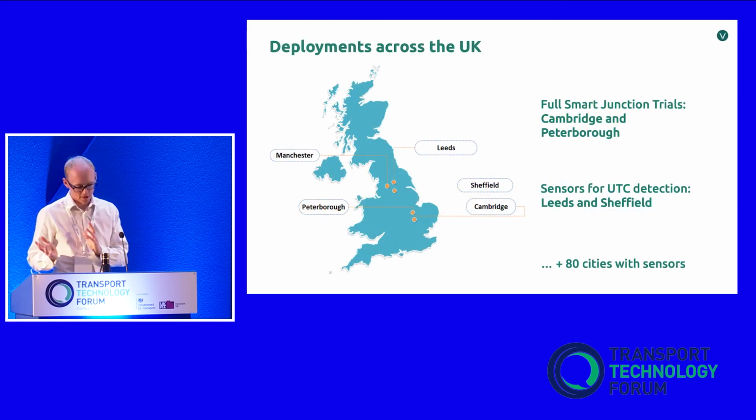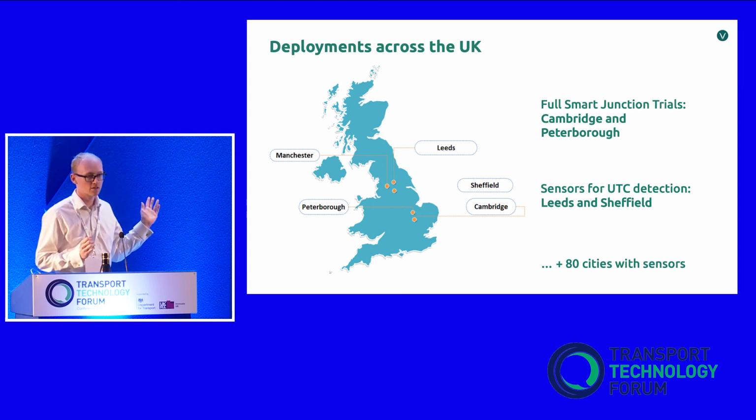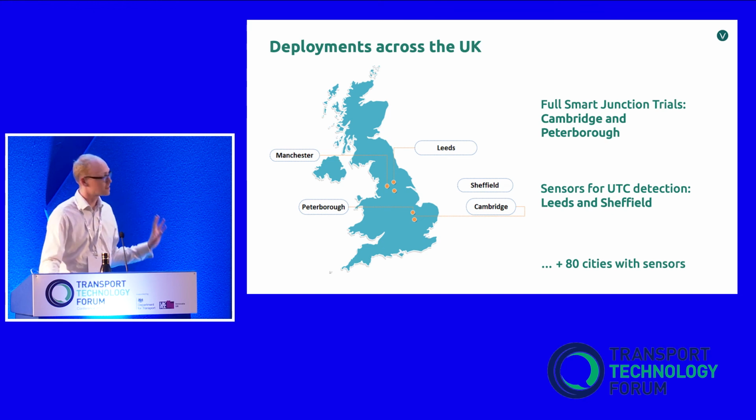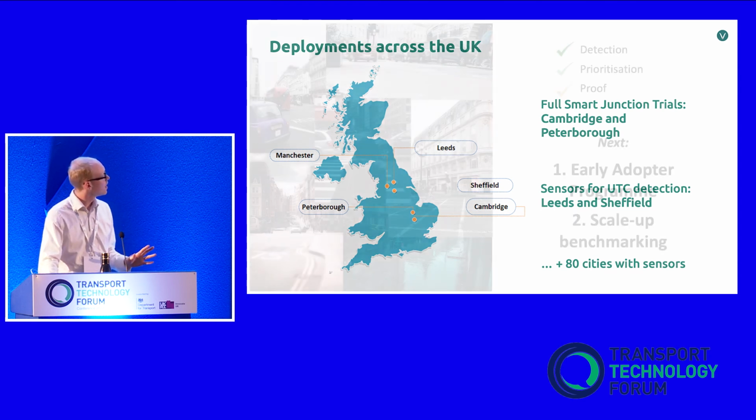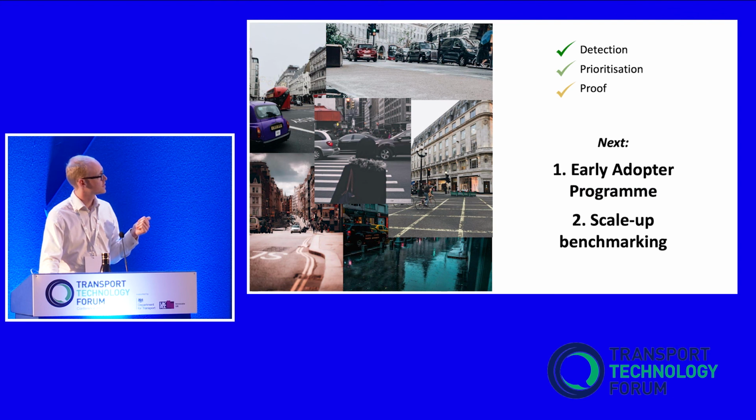So where are we going now as a business? We started doing this work in Manchester. We've done similar work just on the detection side in Sheffield and Leeds. We're now rolling out this full system to Cambridge and Peterborough as well. So we're gradually rolling out the AI for signal control capability across the country. Our sensors are in many, many more cities than that, but on the signal control side, we're currently working with 5 cities. So we've got to the point where we've proven detection, we've proven prioritization to some degree with that time allocation, but we need to go further. From a proof perspective, we've demonstrated the A/B tests, but we need to go further into scale benchmarking.